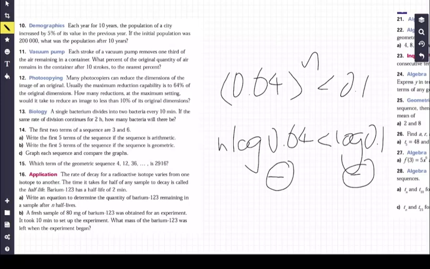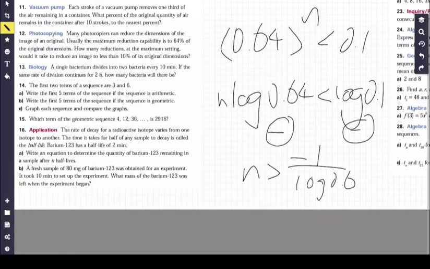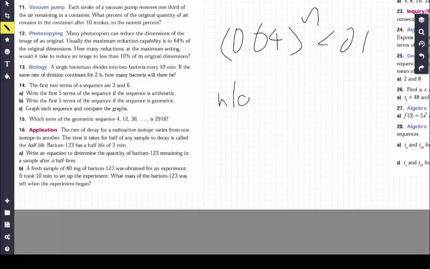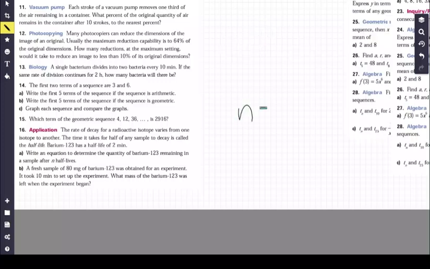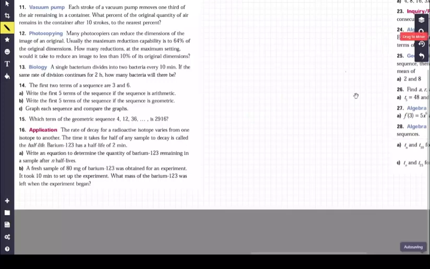So n is going to be greater than log 0.1 over log 0.64, which in this case, log 0.1 is actually just -1, so -1 over log 0.64. It's going to give us an approximate answer, which is 5.16. So since n has to be greater than that, and it has to be a whole number, we'll just do n equals 6. Right? So bare minimum, 6 reductions are needed for it to go down. Bare minimum.